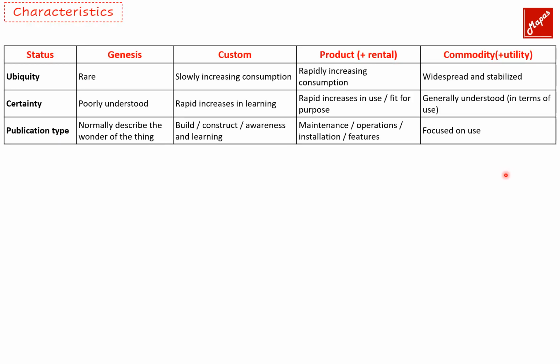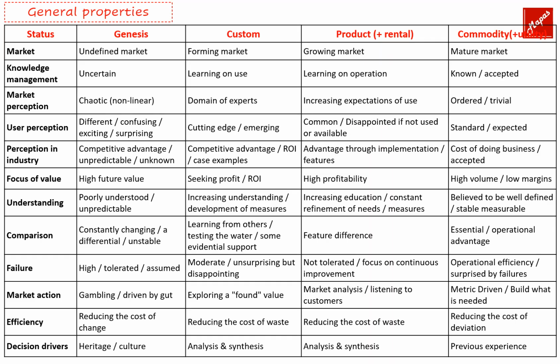To position the components in a map with respect to the horizontal axis, we can use this table of characteristics or this table of general properties, where we talk about one component and, reading the properties, we evaluate in which stage it is.